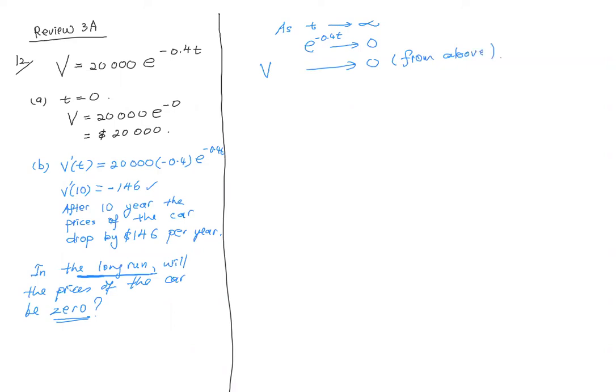How will the graph of the value of the car look like? It will start from 20,000. Then it will go down like that. Yep, so this is the graph for the value against time. That is how the graph looks like. Is that okay?